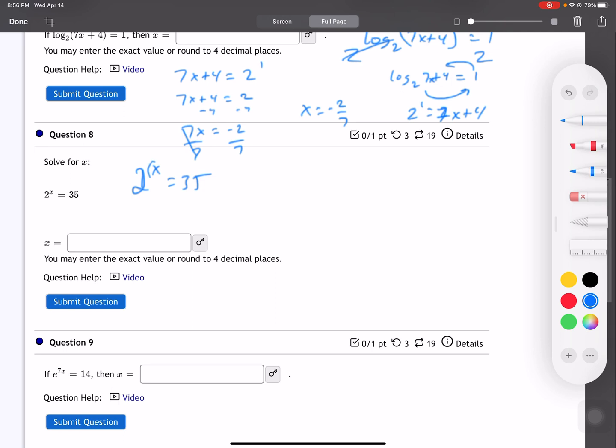Now, to solve for exponents, we need to take the log of both sides. So I'm going to use log base 2 of 2 to the x equals log base 2 of 35. The reason I chose 2 is because it's going to get rid of the base here. So we're left with just x is equal to log base 2 of 35. We don't know how many 2's become 35, so we will have to use our calculator.